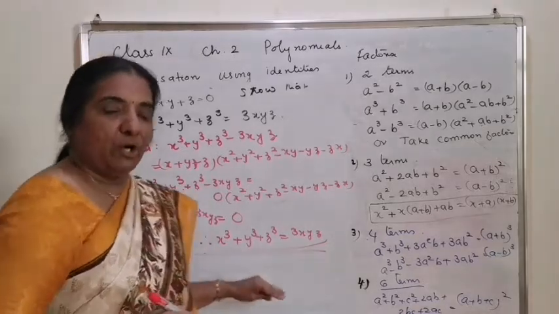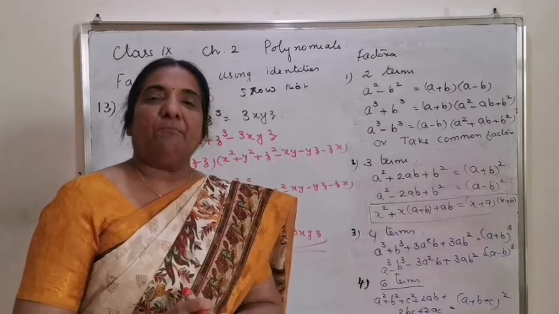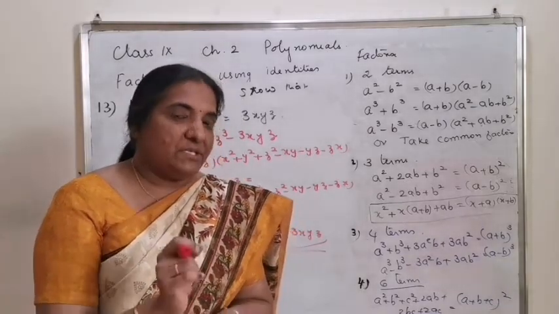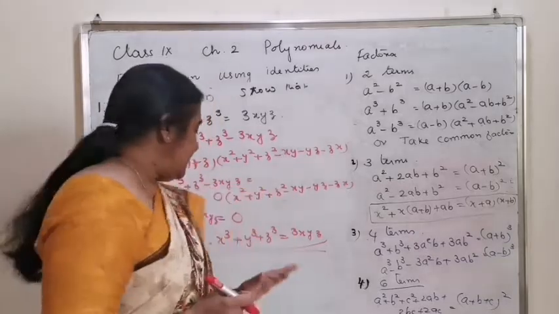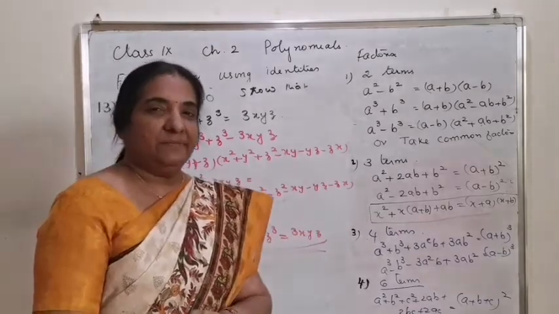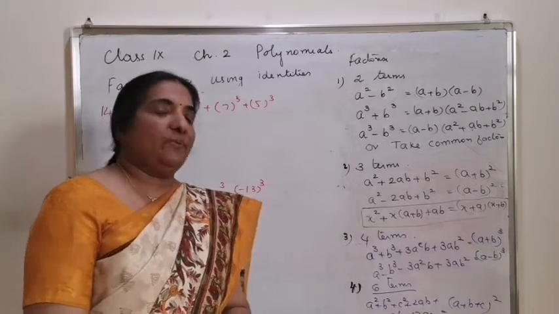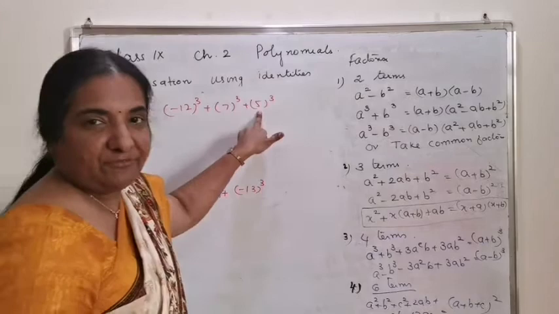This is an important concept in the next question. That is, if the sum of x, y, z becomes 0, the answer of x cube plus y cube plus z cube is always 3xyz. Question number 14. Without actual multiplication, find the value of minus 12 cube plus 7 cube plus 5 cube.